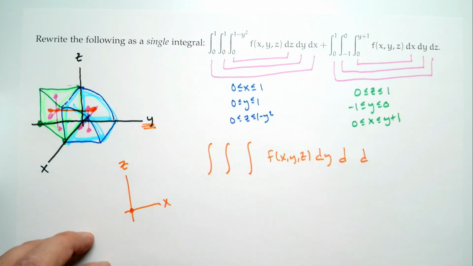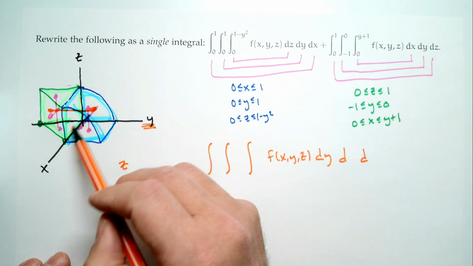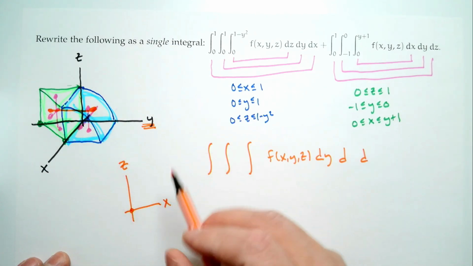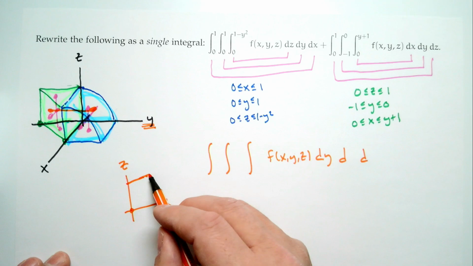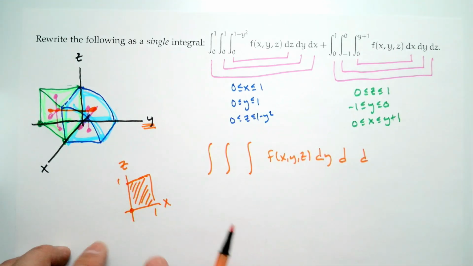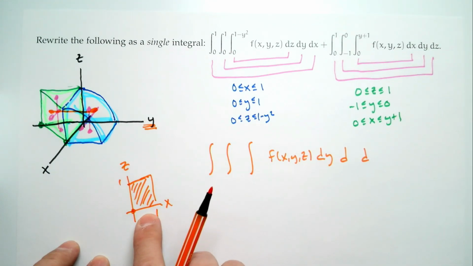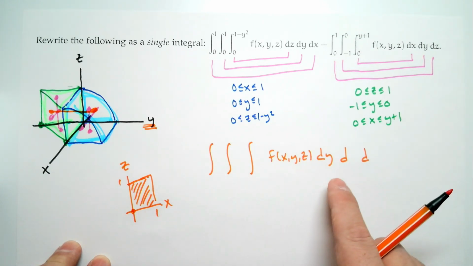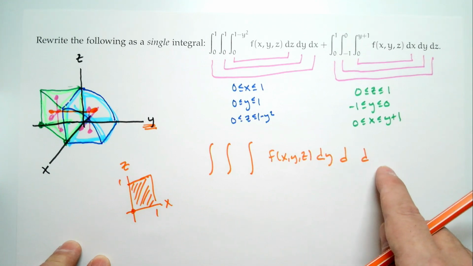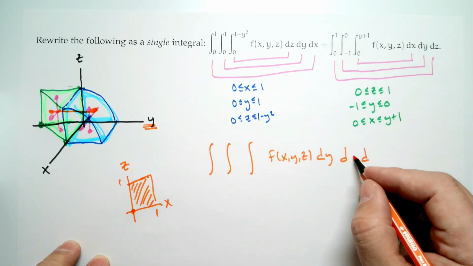What shape do I see? Square. I see a square. In particular, I see this square where the two things glue together. So what I'm seeing is a 1 by 1 square. All right, so when I'm setting up my outer two layers, that's my region I have to set up. Well, the good news is, squares are easy to set up. Do you want to do dx dz or dz dx? Dx dz, okay.